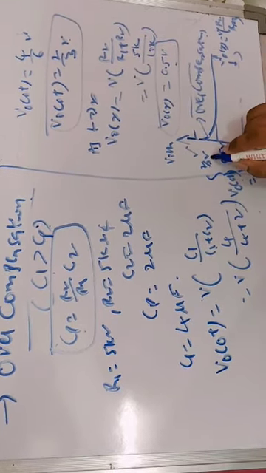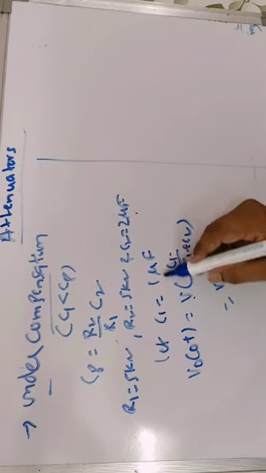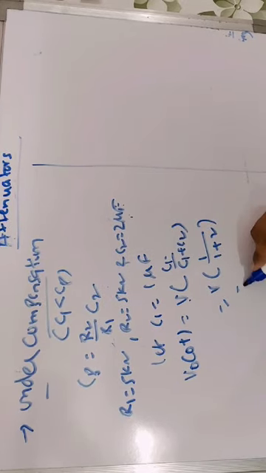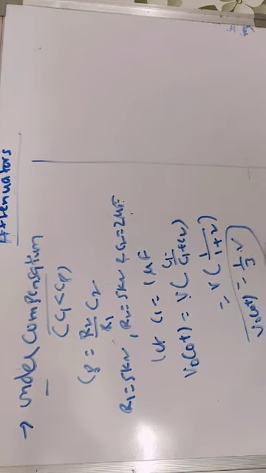V0 of 0 plus is V into C1 divided by C1 plus C2. V into what is the C1 value we have considered? It is 1 microfarad divided by 1 plus C2, which is 2 microfarad. Micro cancels out, it is 1/3 into V. So the initial value V0 of 0 plus is 1/3 V.